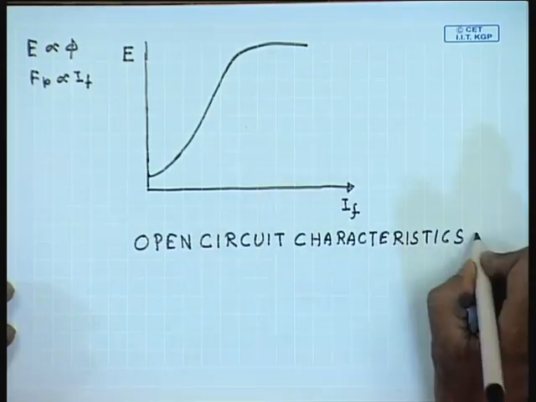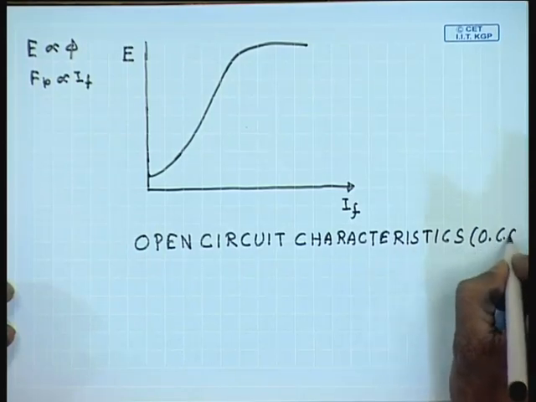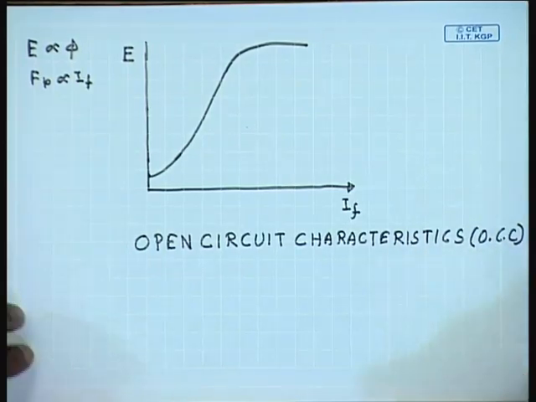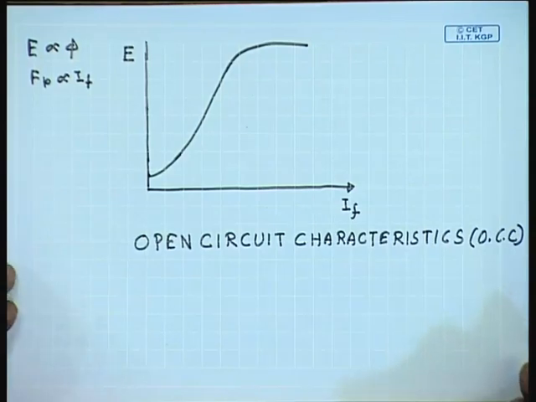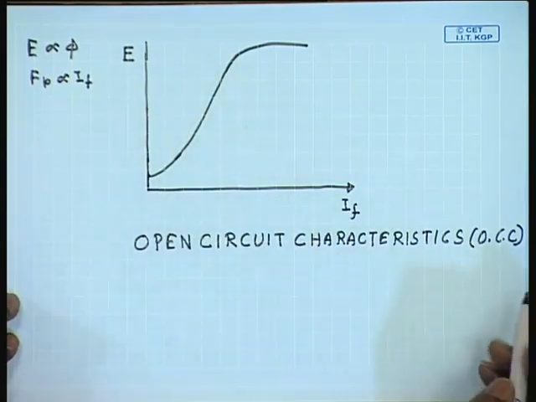or OCC in short. This is an important characteristic for every DC machine and can be obtained experimentally by exciting the field winding from a separate source and keeping the armature terminals open and operating the machine as a generator at constant speed. And if the induced voltage is plotted versus field current at constant speed, we obtain the OCC.